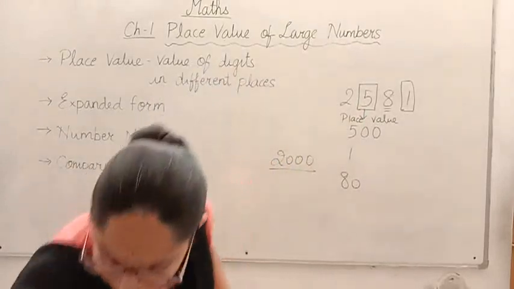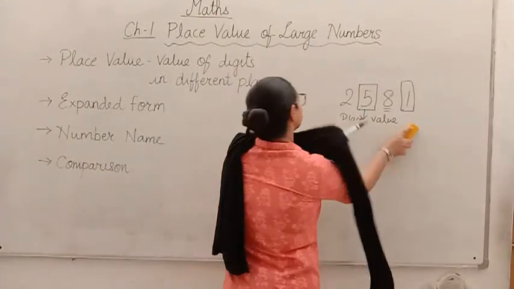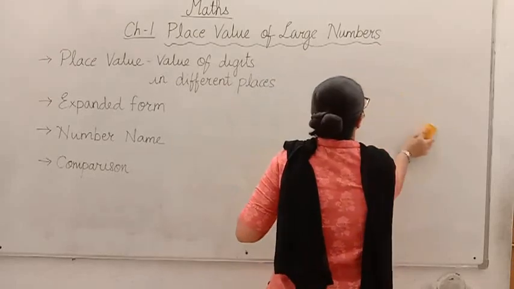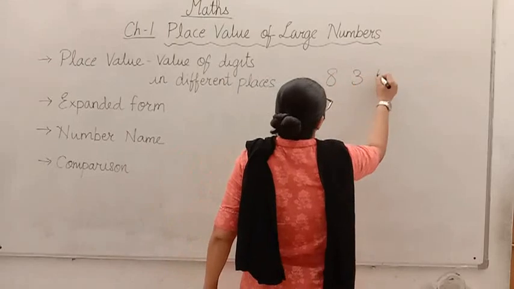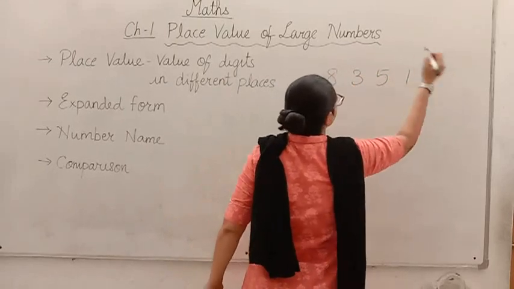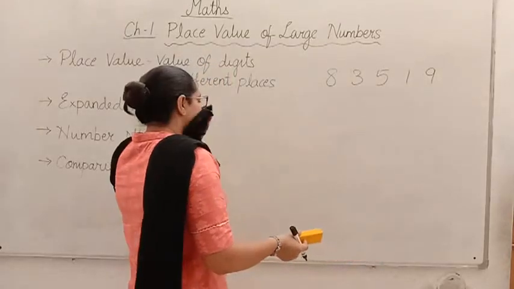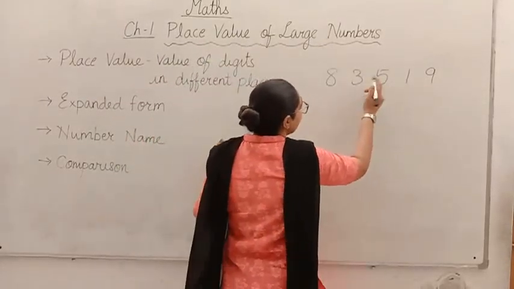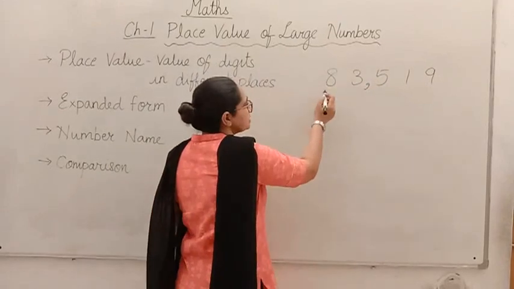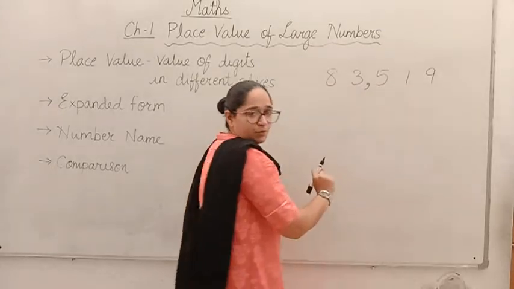Now let's consider a 5-digit number, 83519. Okay, this is a 5-digit number. How do you put commas in a 5-digit number? After 3 digits, a comma. Okay, so this is my thousands group and this is my ones group.